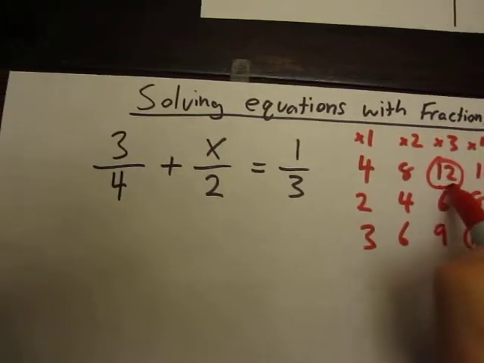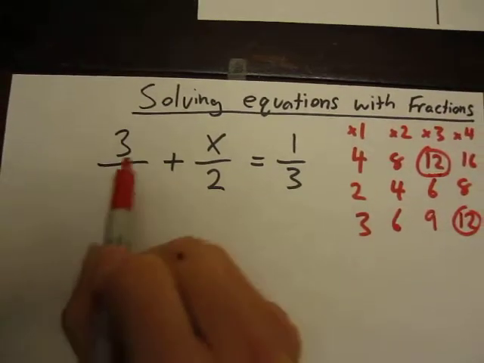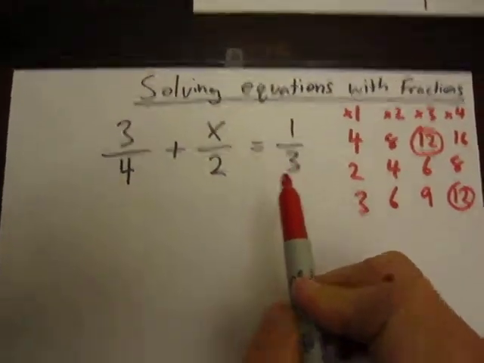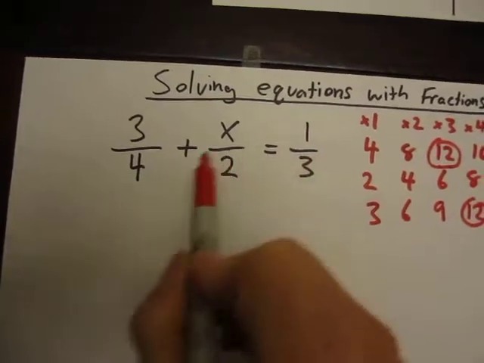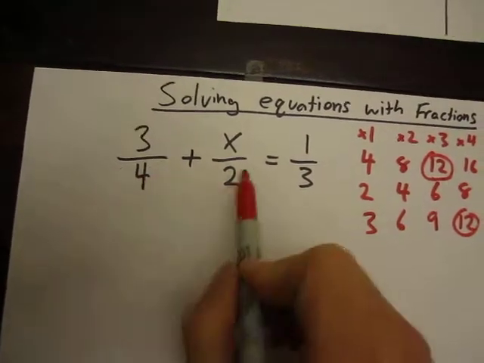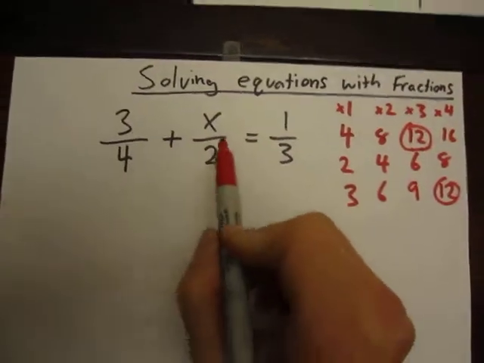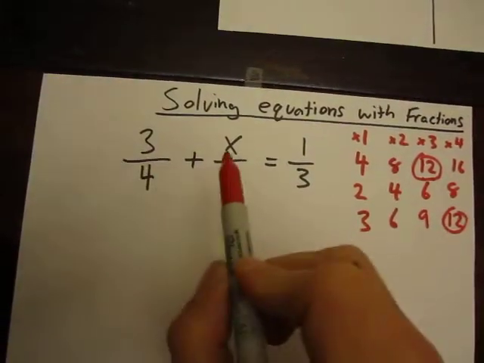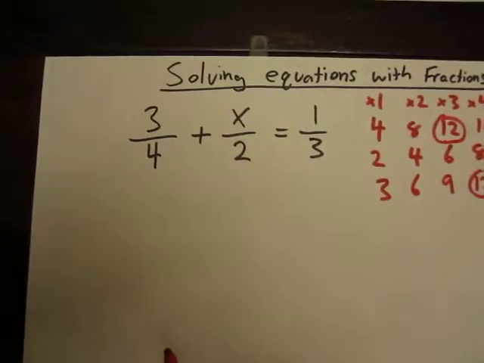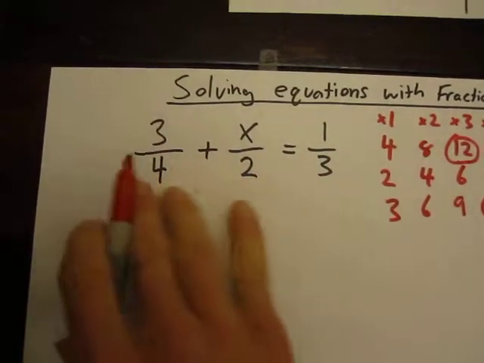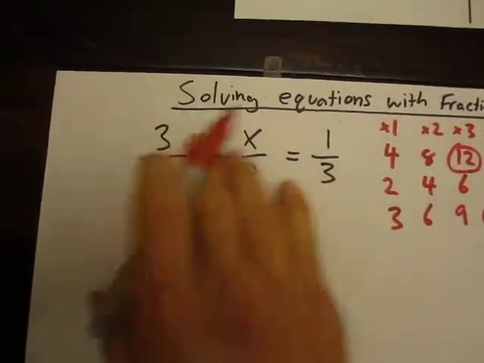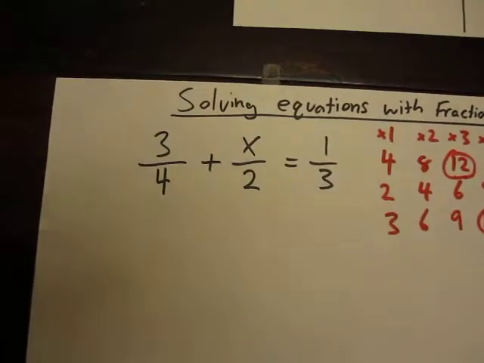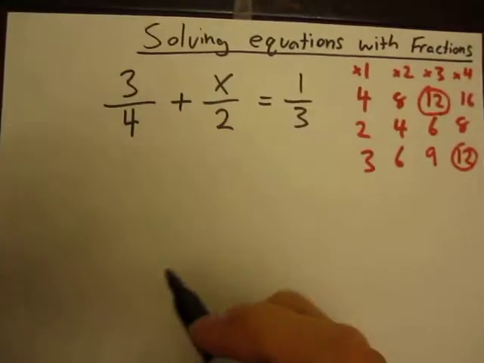So 12 is the number that we want to multiply by all three of these terms. What that is going to do is allow us to clear these fractions, and you're going to see why. Also keep in mind, if we multiply 12 by each term, we're not changing the value of the equation because we're doing it to both sides of the equation. Alright, so let's see this in action.